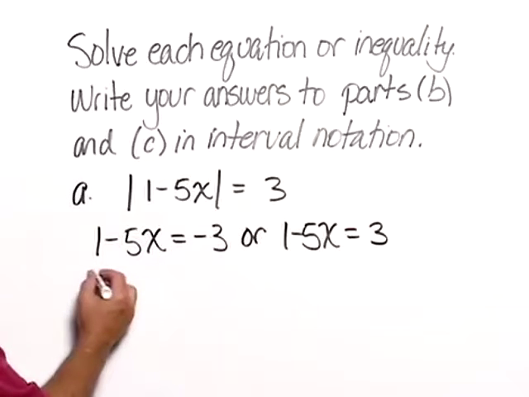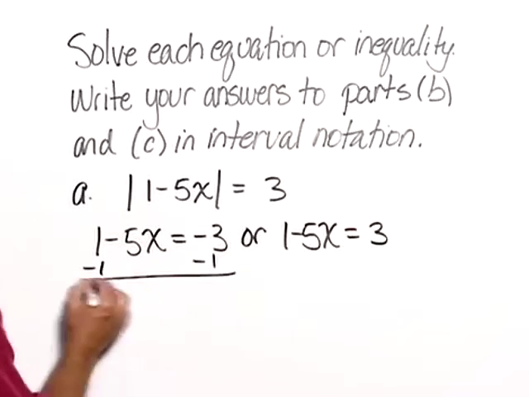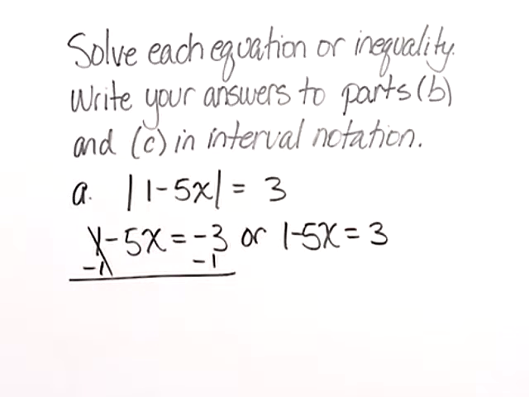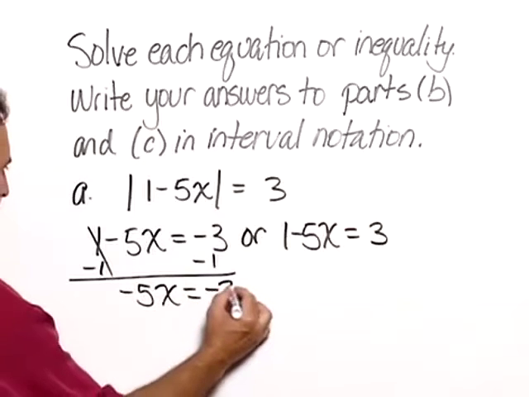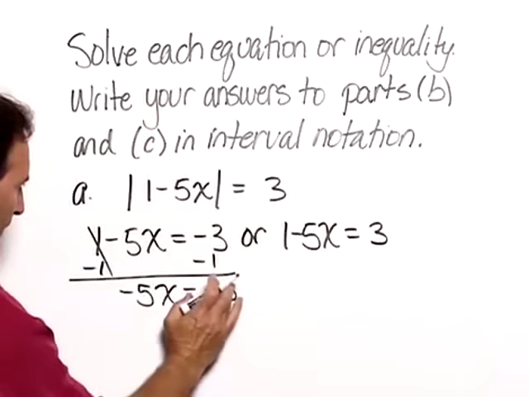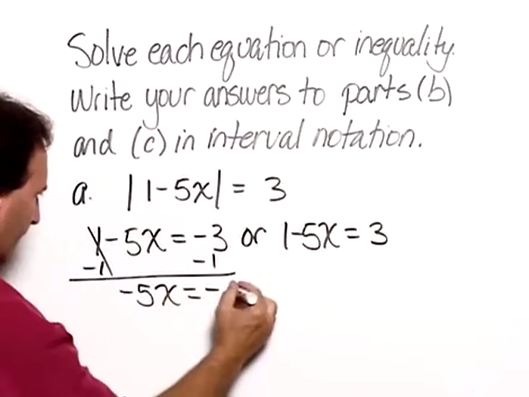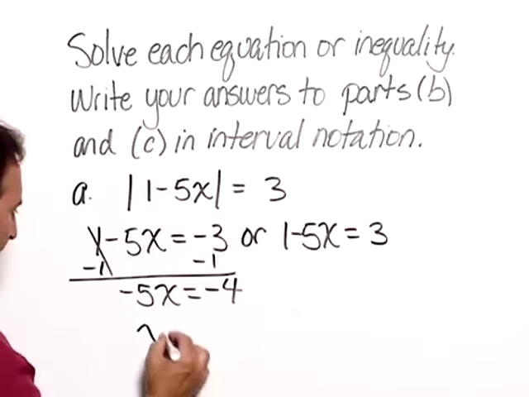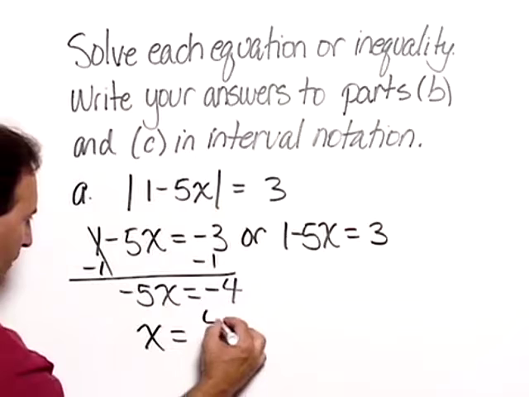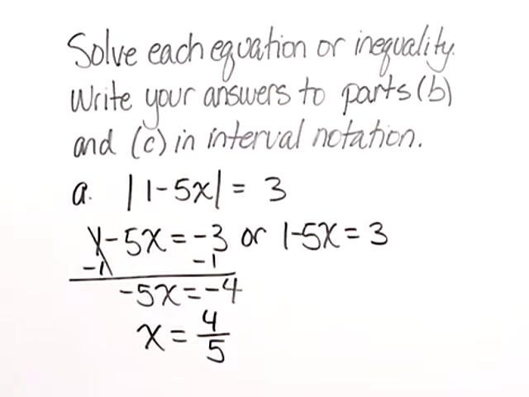So in this case, we subtract 1 from each side. Of course, they add to 0. We get negative 5x equals negative 4. Now we divide both sides by negative 5, and we get x equals positive 4/5, because a negative divided by a negative is positive.